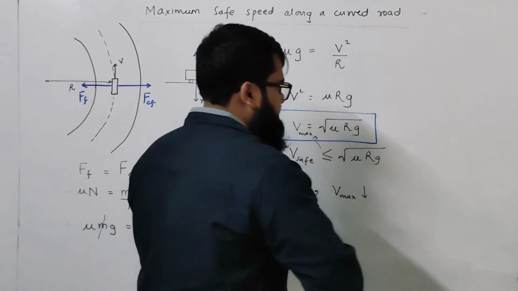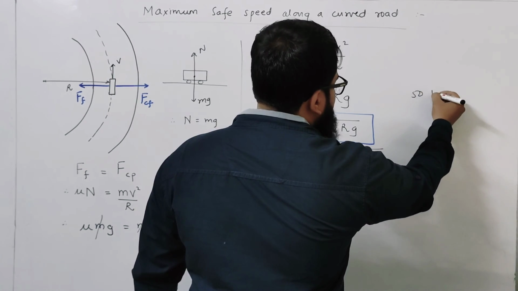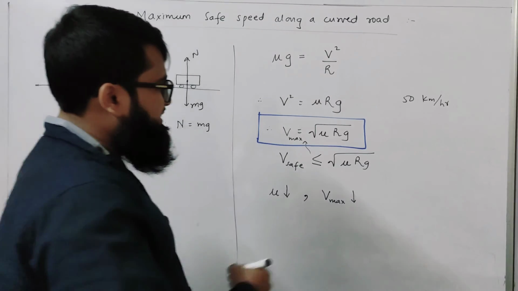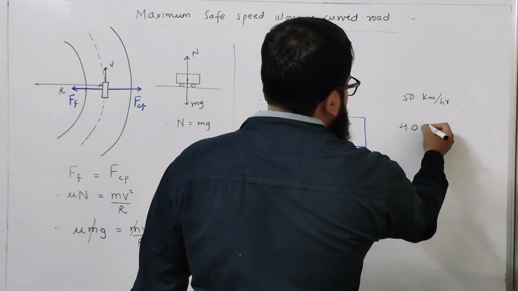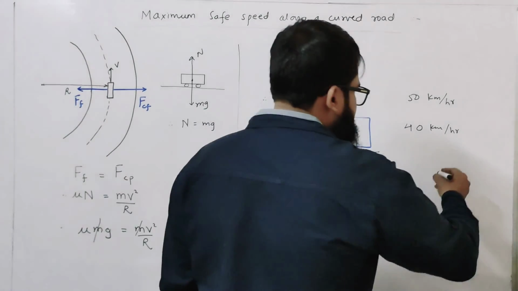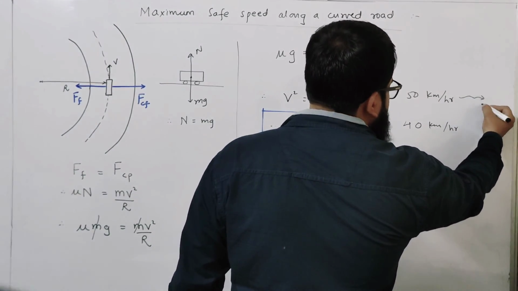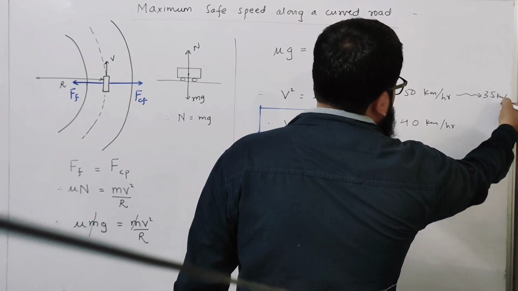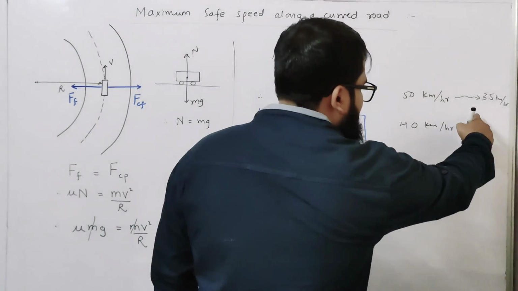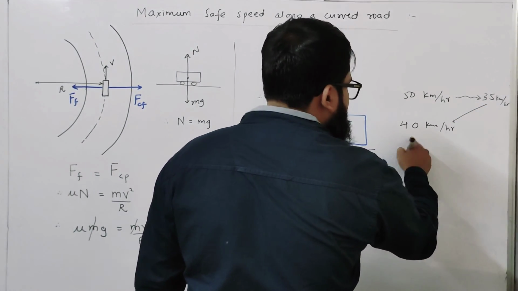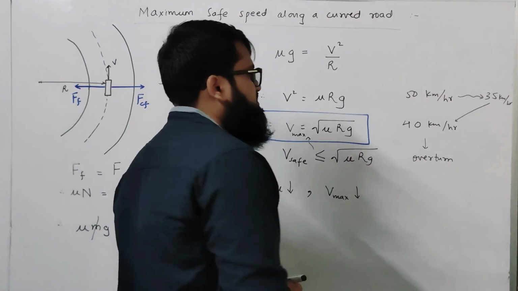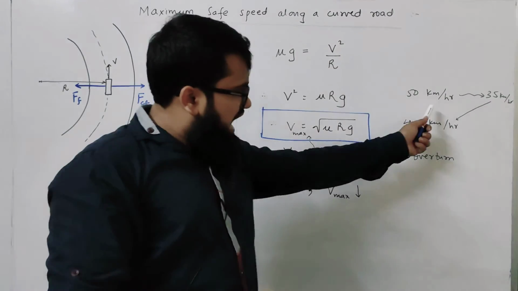For example, let me describe a scenario. A road has a maximum safe speed of 50 km/h, and you are driving at 40 km/h. Somehow there is oil, and because of it the maximum safe speed drops and becomes 35 km/h because of oil or water on the surface. Now what will happen? Since you are moving at this speed, your vehicle will overturn. There is a chance of overturning.